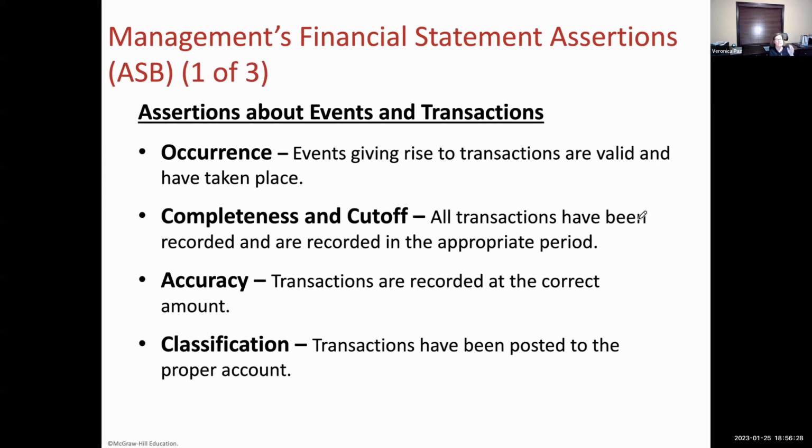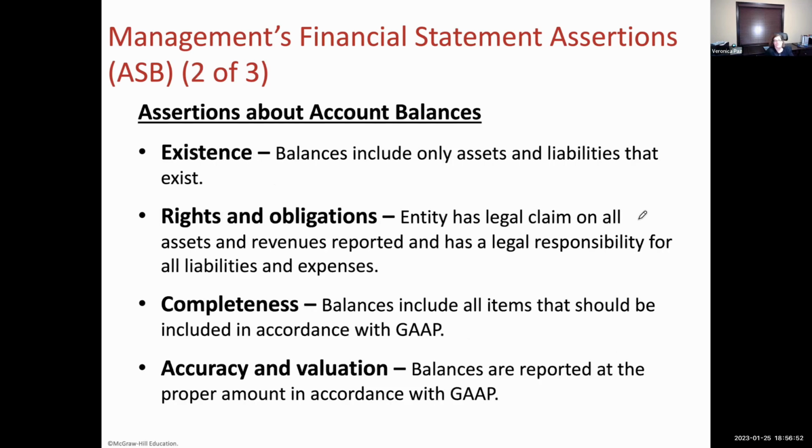And for each of these assertions, you're saying, hey, did it really occur? Did this transaction happen? And has the transaction been recorded in the correct period to the correct account? That's completeness and cutoff. Is it accurate? And the classification are the assertions for classes of transactions. So like I said, you want to have two columns here, side by side so you can tell the difference.